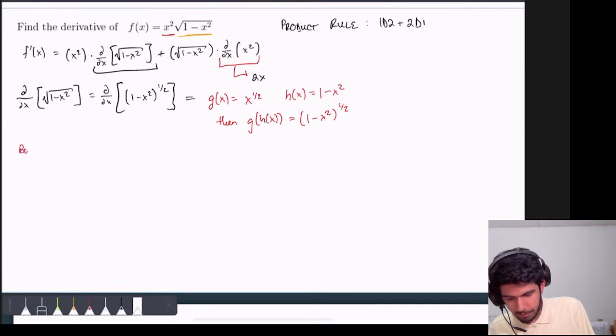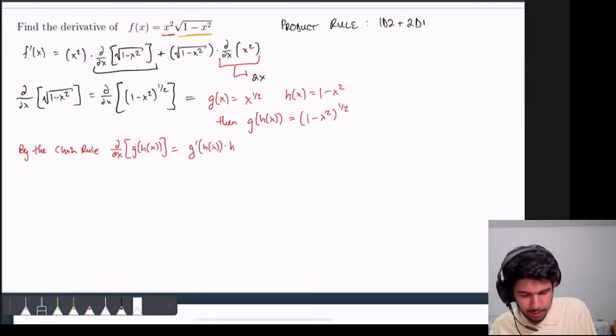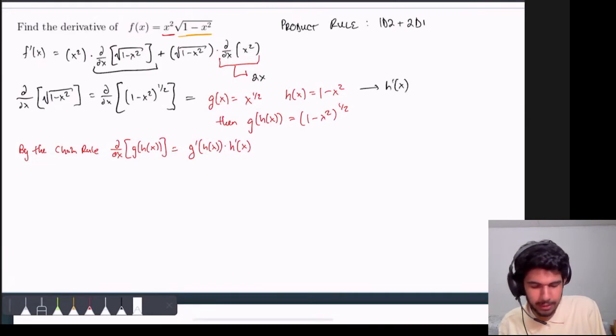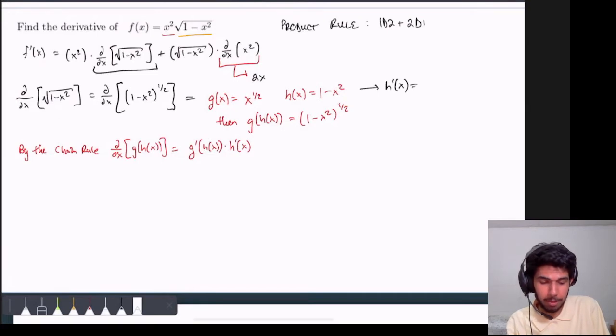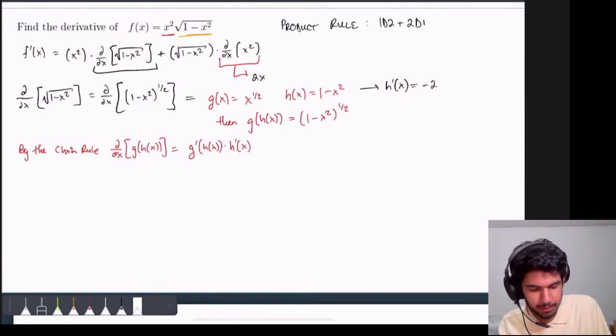So, by the chain rule, d dx of g of h of x equals g prime of h of x times h prime of x. So let me just switch colors here. I'll just go back to black. We can compute h prime pretty easily. H prime of x, we use the power rule. The derivative of 1 is 0, and then the derivative of negative x squared is negative 2x to the power of 1, because we decrease the power by 1. So h prime of x is negative 2x.